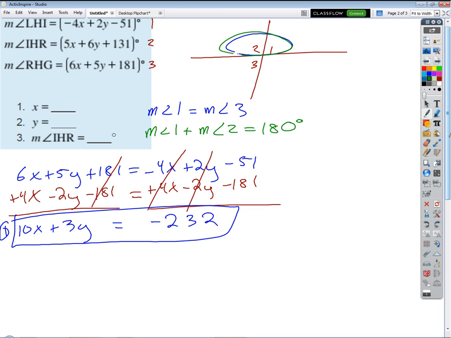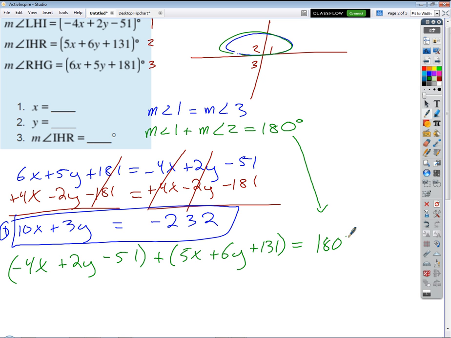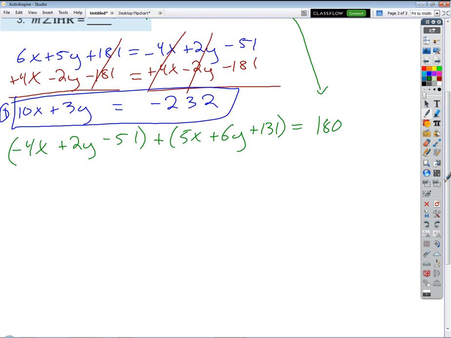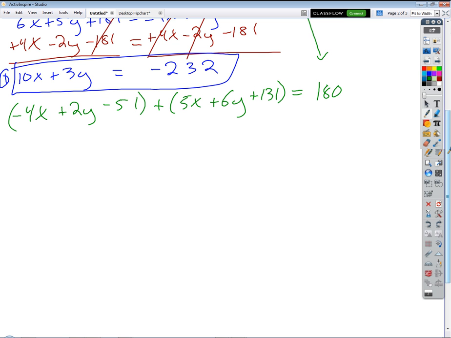So that's going to give us negative 4x plus 2y minus 51, plus this guy, 5x plus 6y plus 131 equals 180. Okay, it looks like a lot of stuff, but it's no big deal. We're just going to simplify, combine like terms. So once again, we want to get the variables on the left and the numbers on the right. So what are we going to do? Simplify, combine like terms.